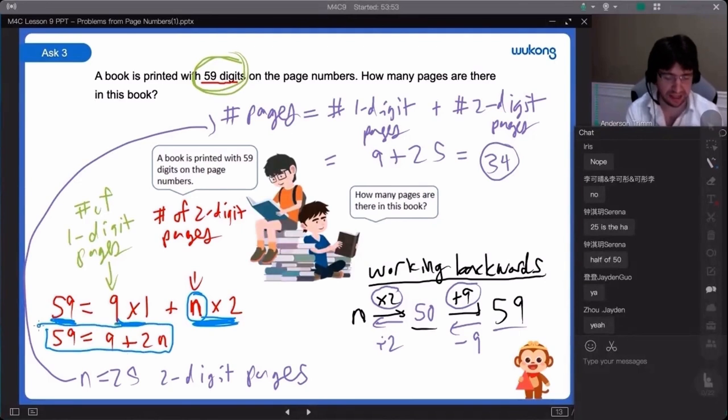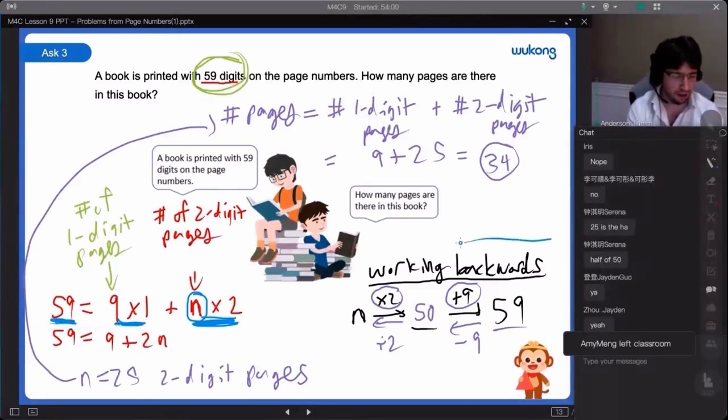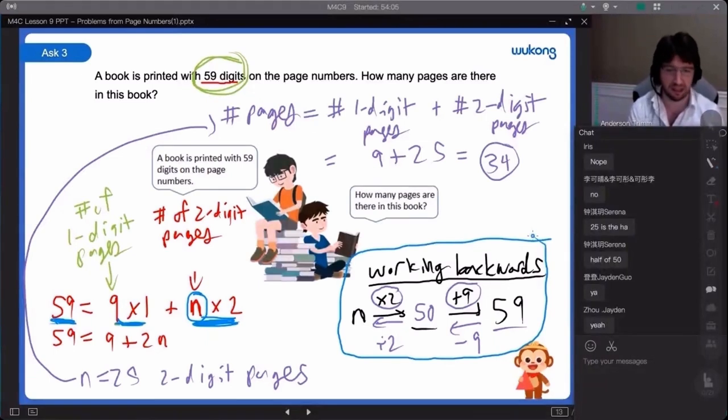So I take the number of 2-digit pages, multiply by 2, and add 9, and I know that gives me 59. So for those who don't have a lot of experience solving equations, I like this little flow chart because it's easy. But maybe you've seen something like this before, 9 plus 2n. You try to get n by itself. So you subtract 9 from both sides. So 59 minus 9 is 50. And then 9 minus 9 is 0. So that just leaves me with 2n. And I don't want 2n. I just want n. So I divide both sides by 2. And then 50 divided by 2 is 25.